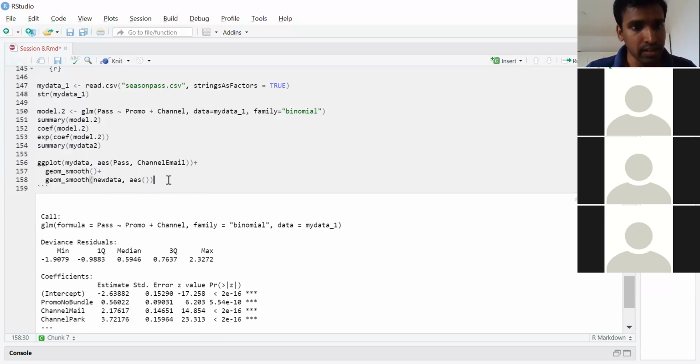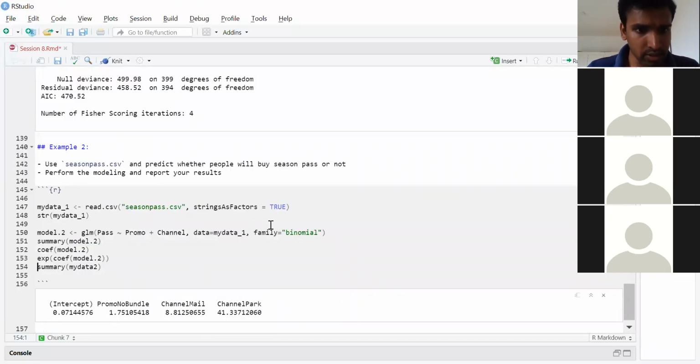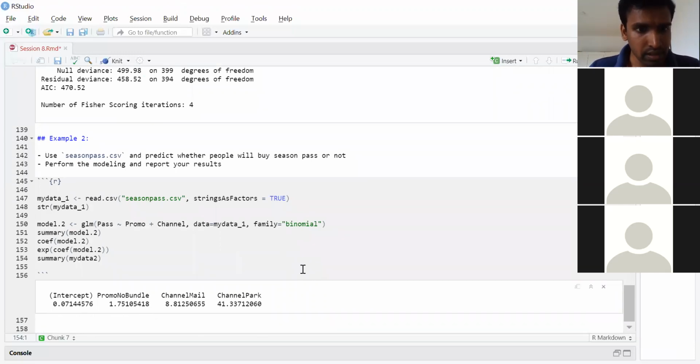Okay, so let's get back. Any other questions? Okay. If not, let's move on to this exponentiated coefficients model. Let's have a look into it. Okay, so what do you understand by this?